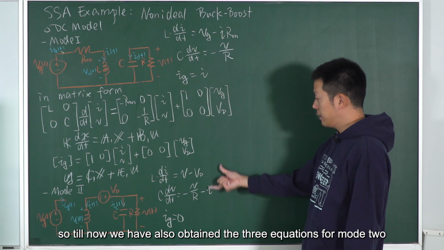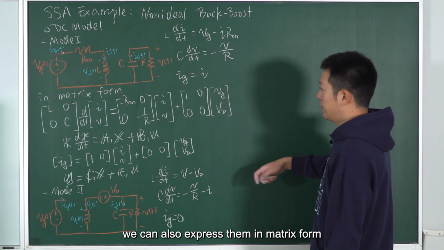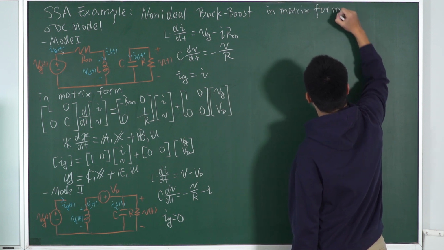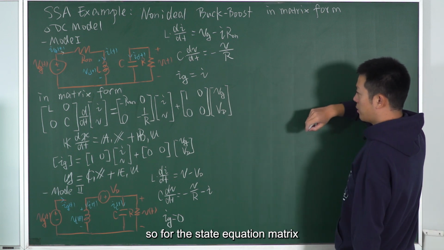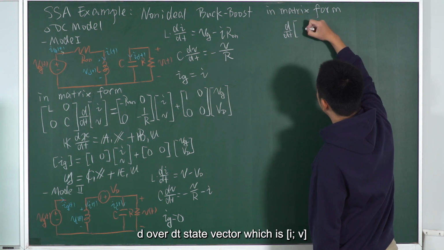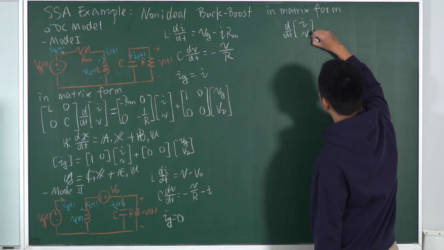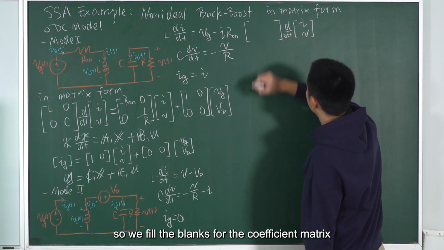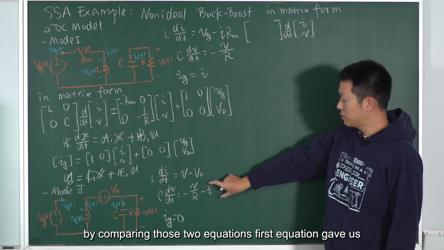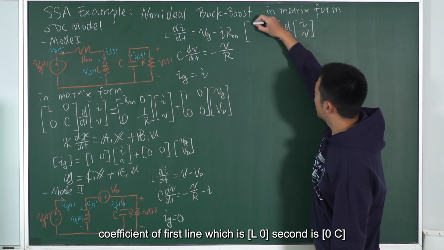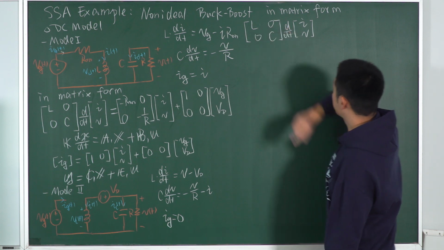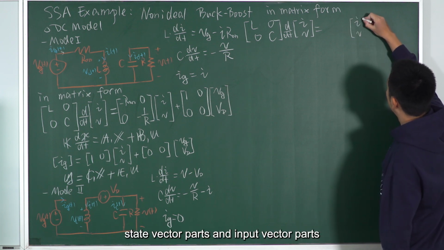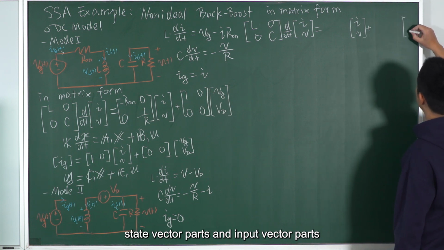So till now, we have also obtained the 3 equations for mode 2. We can also express them in matrix form. So for the state equation matrix, d over dt of the state vector, which is the inductor current and the capacitor voltage. So we fill the blanks for the coefficient matrix by comparing those 2 equations, right? The first equation gave us the coefficient of the first line, which is L, 0. The second is 0, C. And this equals the sum of 2 parts: state vector parts and input vector parts.